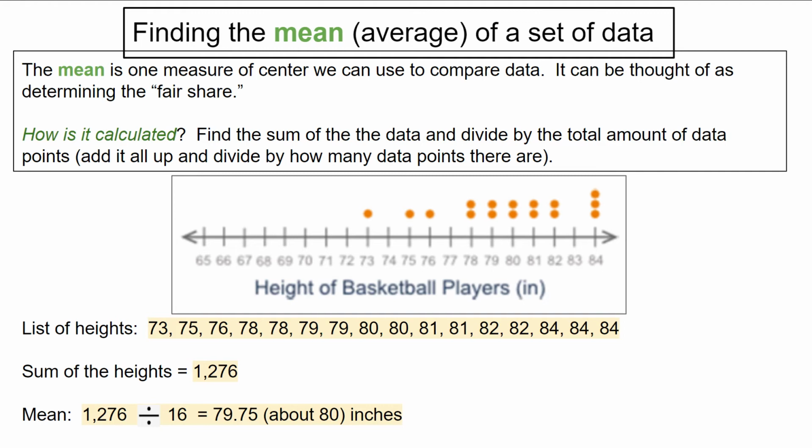And it's always a good idea to ask ourselves, does this make sense? Could we say that these basketball players on average are about 80 inches? We can. It falls kind of there in the middle. If we got something like 72 as our average, we should question that, right? It's not really representative of the data. Likewise, if we calculated it and it turned out to be like 95 inches, would that best represent the average heights of these basketball players?